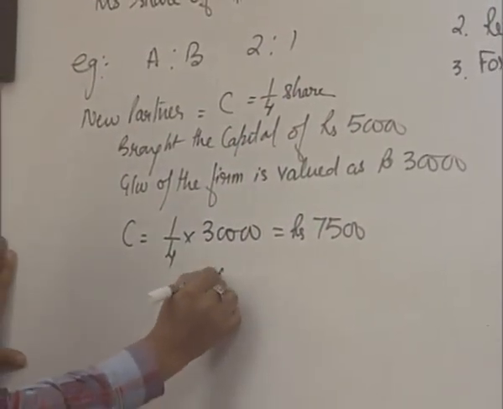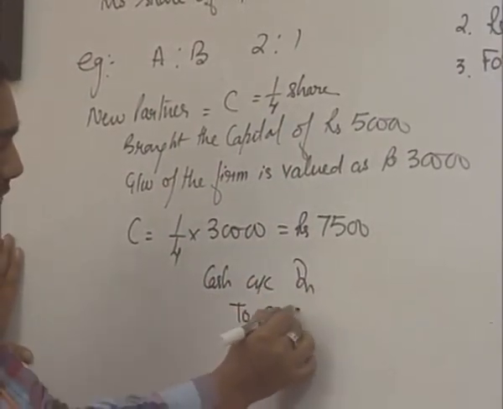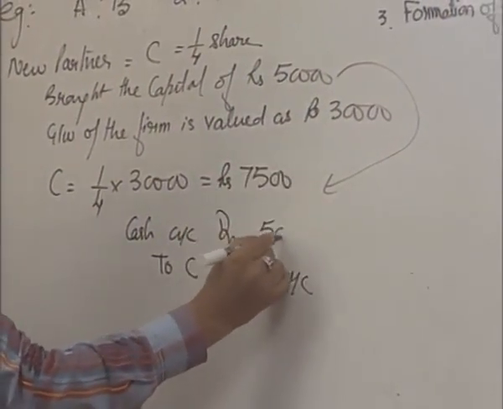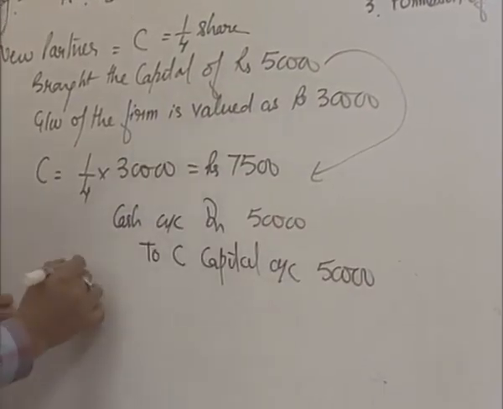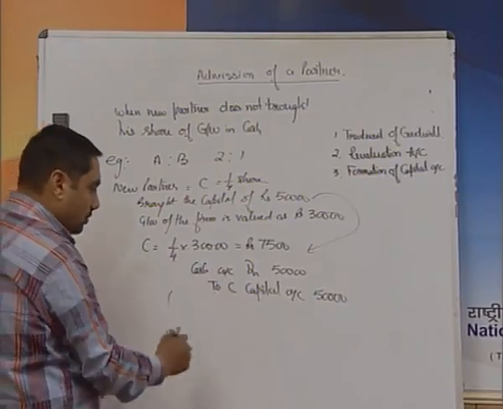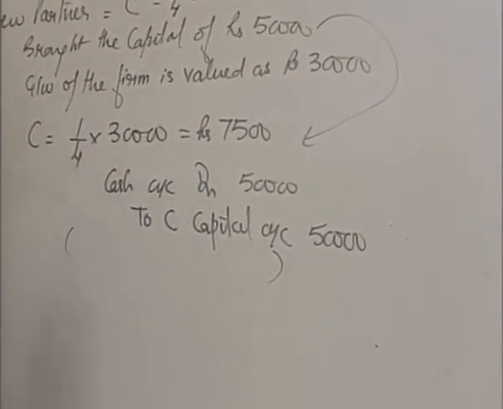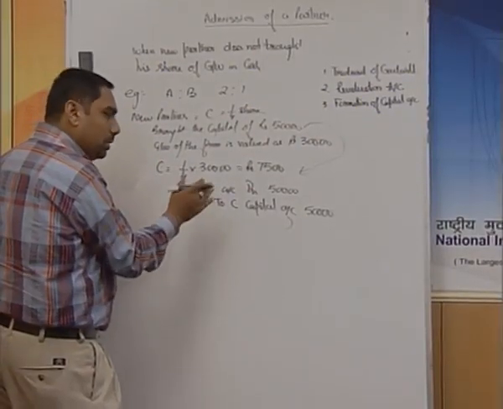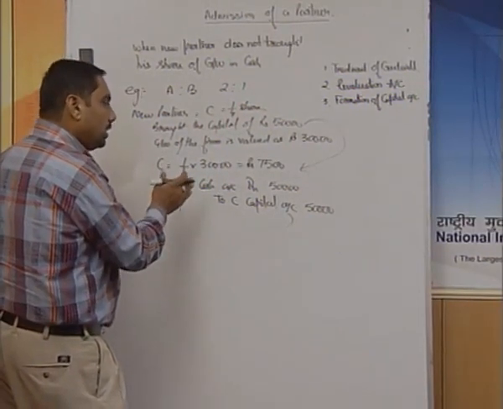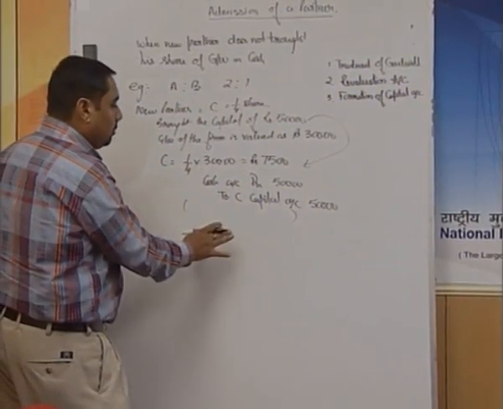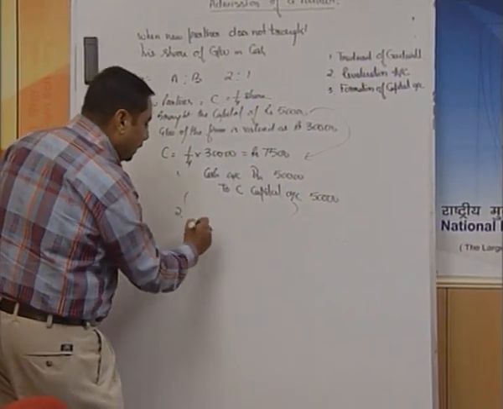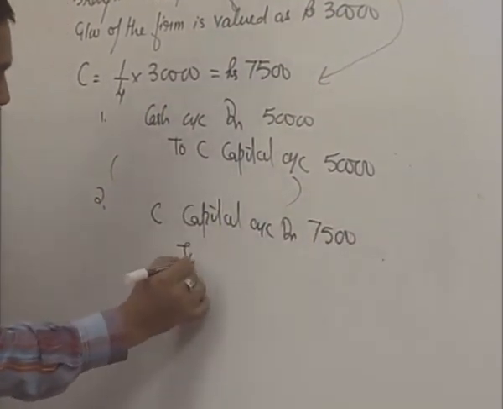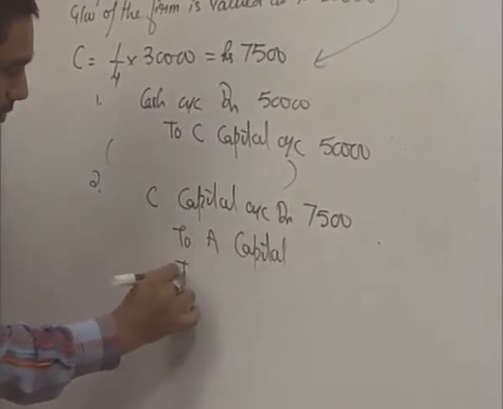Now, C was supposed to bring this amount of goodwill in cash, which he hasn't brought as per the question. So, our entry is cash account debit to C capital account, because only the capital has been brought, and the value of the capital as per the question is 50,000. The narration could be for capital brought by C in cash. Now, the goodwill which he hasn't brought, there are two possible conditions. Either we take the amount of goodwill from his capital, or we can take it from his current account by opening a current account. I am explaining both conditions to you. So, this is our first entry. The second entry is C capital account debit, the value of goodwill 7,500, to A capital and B capital.